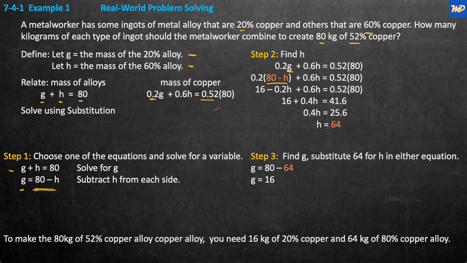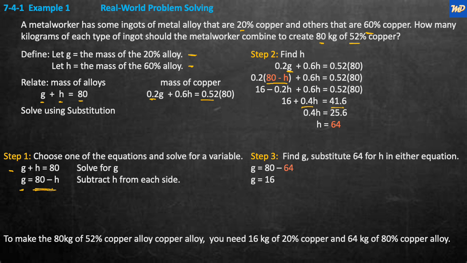Then we multiply out 0.2 times 80 and we get 16, and 0.2 times H gives negative 0.2H, plus 0.6H equals 0.52 times 80. So now we have 16 plus 0.4H, because 0.6 minus 0.2 is 0.4. 16 plus 0.4H is equal to 41.6, since 80 times 0.52 is 41.6. So now we have 0.4H equals 25.6, because we subtract 16 from each side.